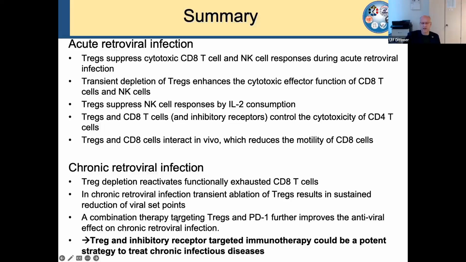And a combination therapy targeting Tregs and PD-1 at the same time further improves the antiviral effect in chronic infections. So Tregs and inhibitory receptor targeted immunotherapy would probably be a potent strategy to treat chronic viral infections. And as you know, the inhibition of inhibitory receptors is already largely used in the clinics for cancer treatment.